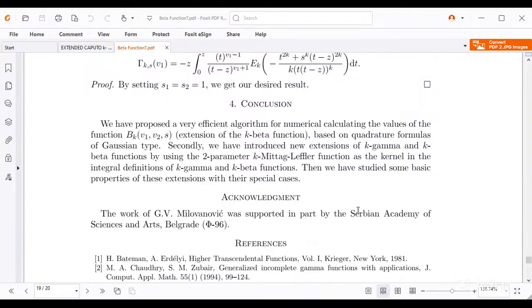We have proposed a very efficient algorithm for numerically calculating the values of the extension of the k beta function based on a quadrature formula of Gaussian type. Secondly, we have introduced a new extension of the k gamma and k beta functions by using the two parameter k Mittag-Leffler function as the kernel in the integral definition of the k gamma function and k beta function. Then we have studied some basic properties of these extensions with their special cases.